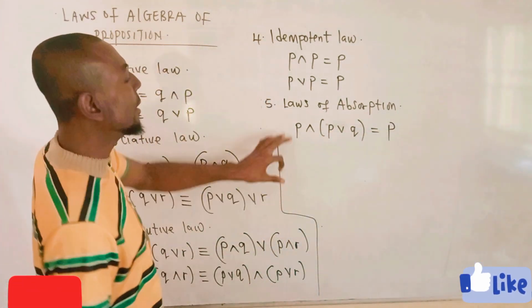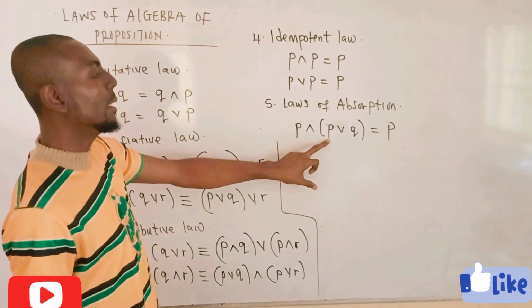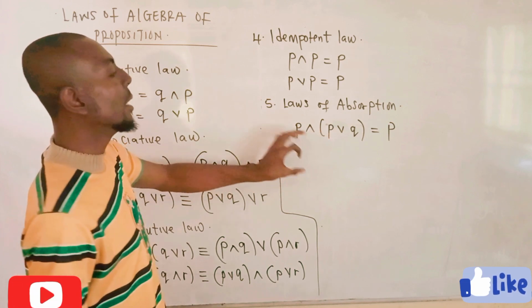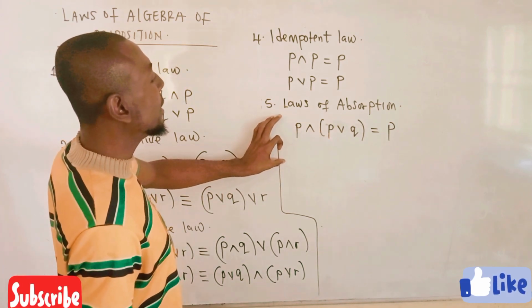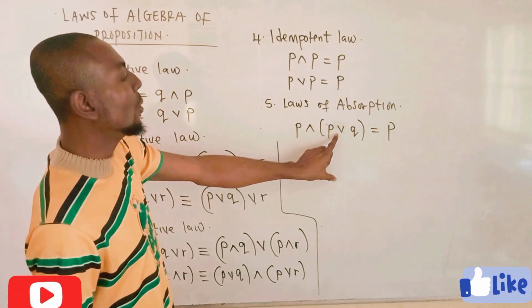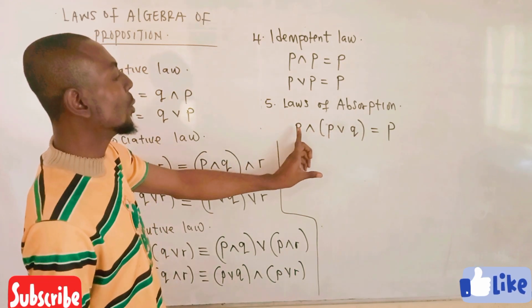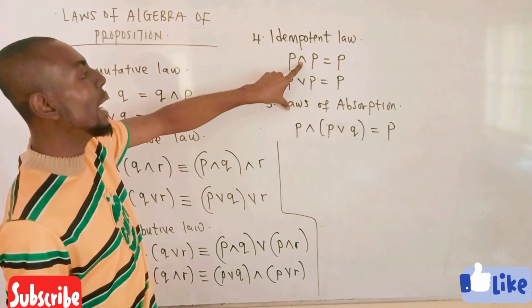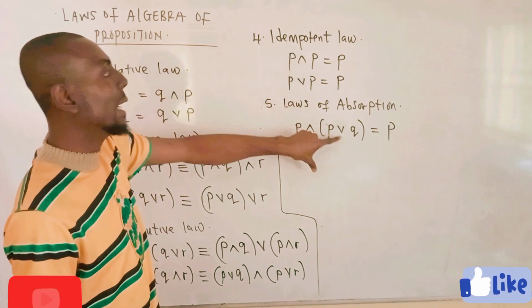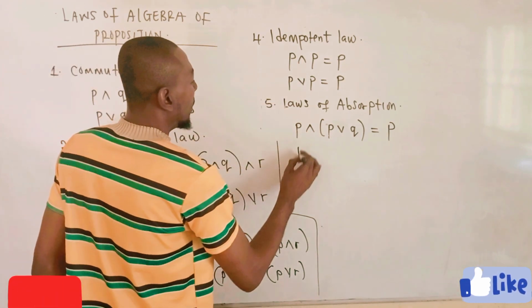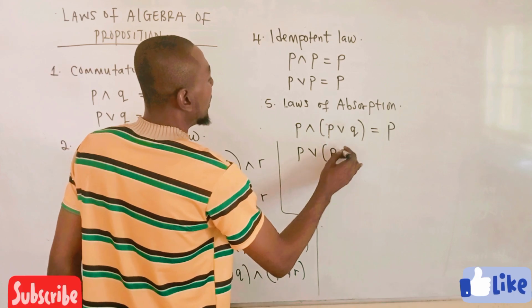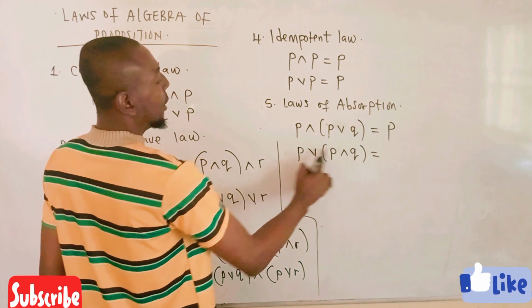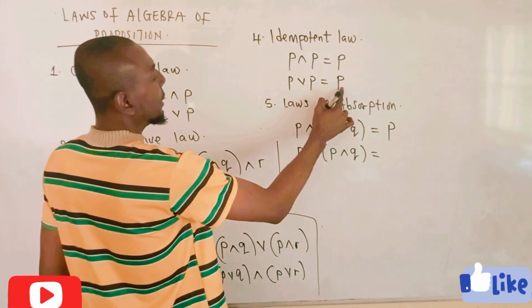Whenever you have and, and of course there is P inside the bracket, we have P here, we have P here inside the bracket. The point is there will be an absorption of Q. Q will disappear so that we have P and P to give us what? P, as though we are talking about idempotent law. So that's the absorption. Also, P or (P and Q), Q will be absorbed so that the law will now be P or P, which is equal to P.